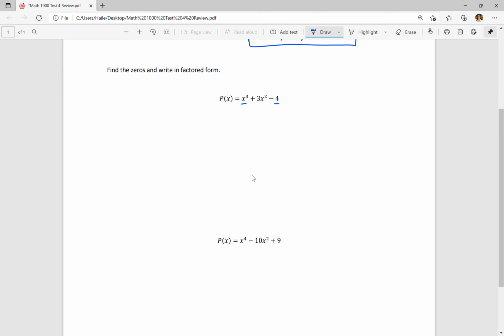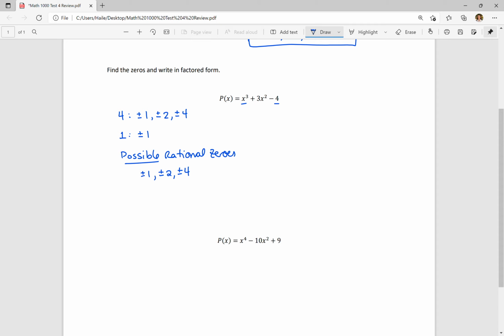So if we start with our constant term, we have 4, and the factors of 4 are plus or minus 1, plus or minus 2, and plus or minus 4. Then we look at the term of highest degree, and the coefficient of x cubed is 1, so the only factor of 1 is plus or minus 1. So our possible rational zeros, notice, not actual but possible, are plus or minus 1, plus or minus 2, and plus or minus 4. So we have 6 numbers that we need to check.